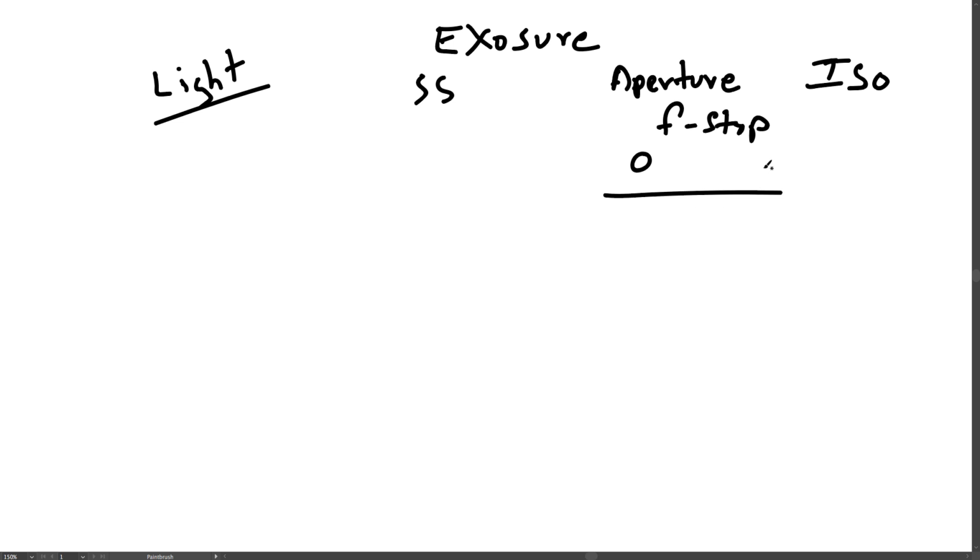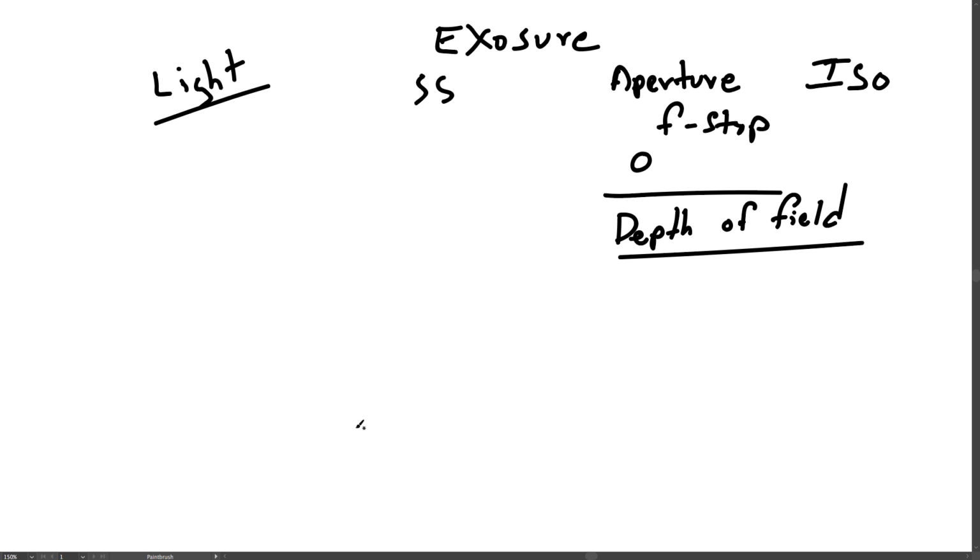We said last week that along with controlling exposure, the aperture or the f-stop also controls the depth of field. So the aperture controls both exposure and depth of field. And depth of field is the distance in between objects in the photograph that are considered to be in focus.